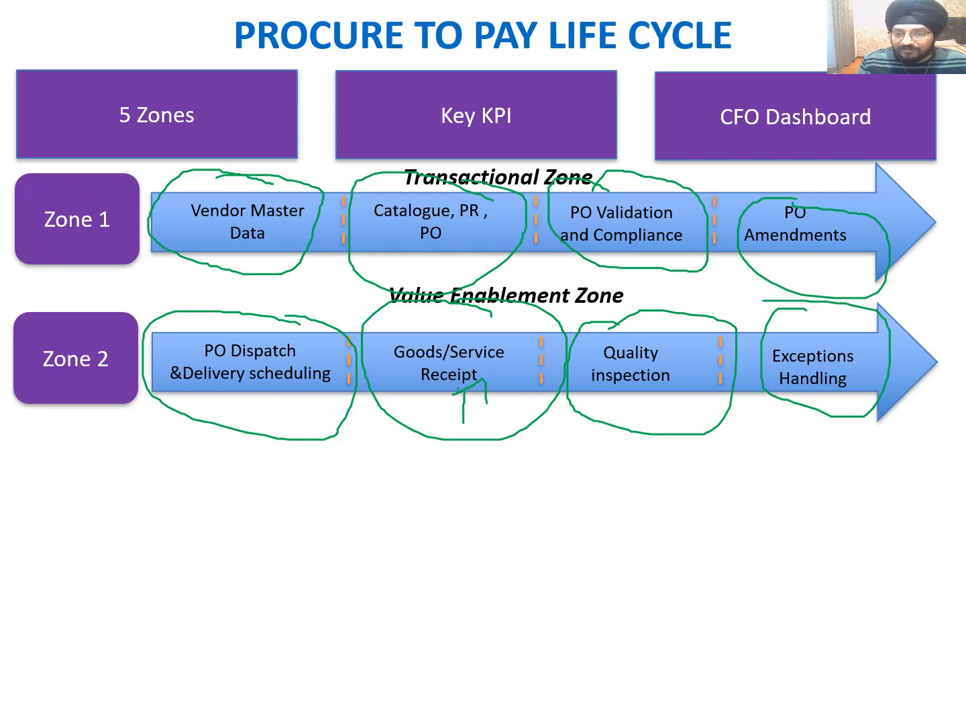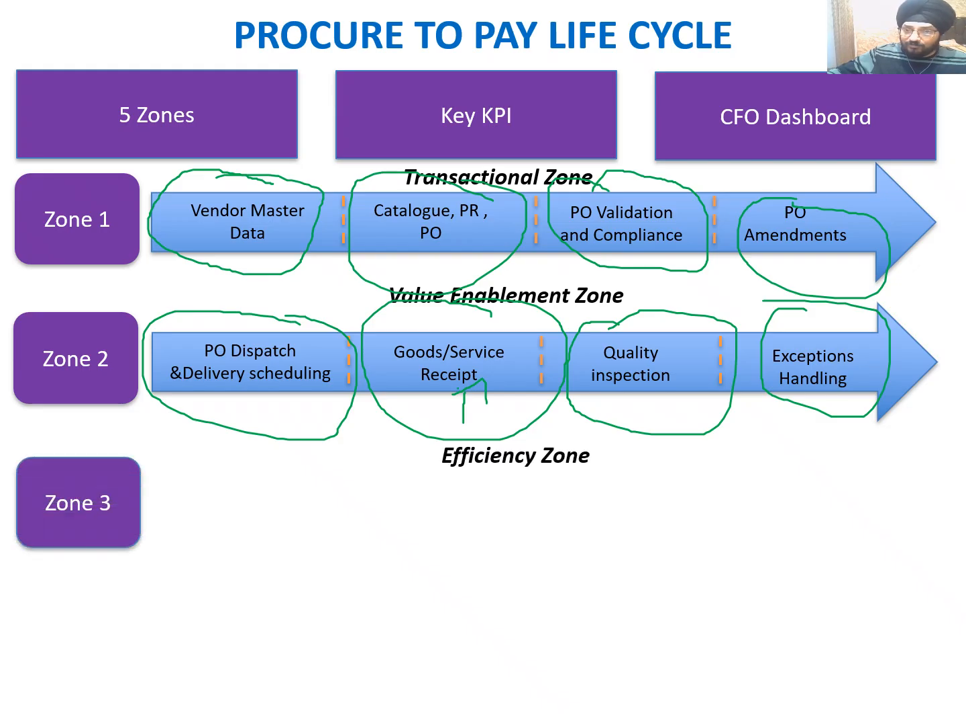so that we are in a position to consume that inventory for our own supply. So this largely is the value enablement zone, because it creates value for the organization in terms of the goods that we have received, and at the same time it also creates the liability for the supplier who has provided us with the goods or the services. So with this, let's quickly move to the third zone.